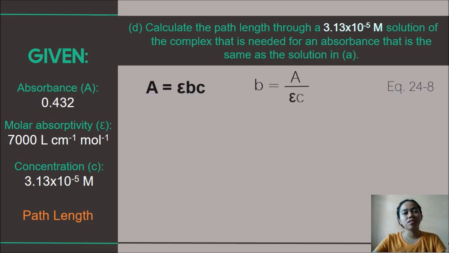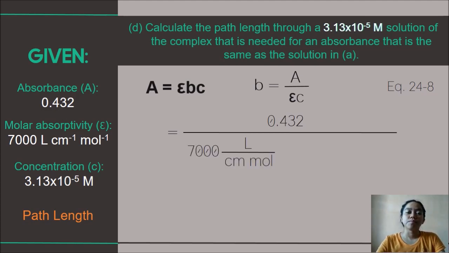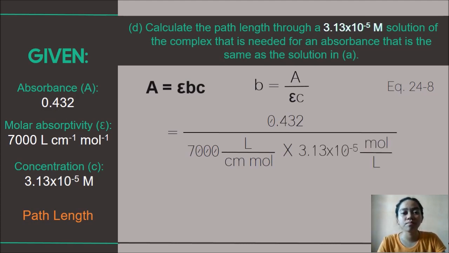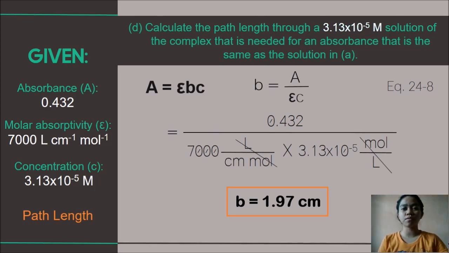Direct substitution of values in the formula, we will have 0.432 divided by 7,000 times the 3.13 times 10 to the negative 5 molar, or mole per liter, which is the concentration. That's why we will have canceling units, and we will have 1.97 centimeter as our path length. And that's the end of problem number 1. Let's now move on to problem number 2.